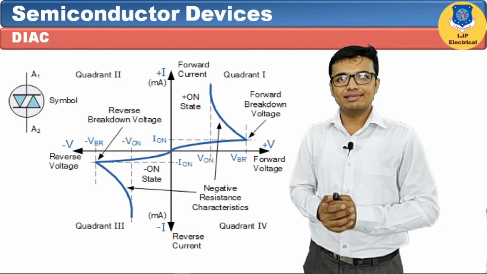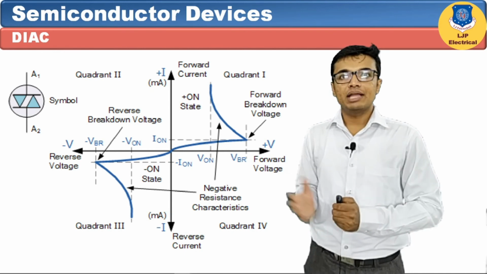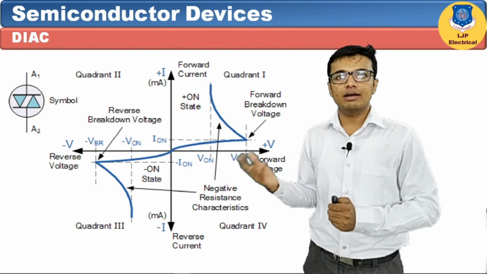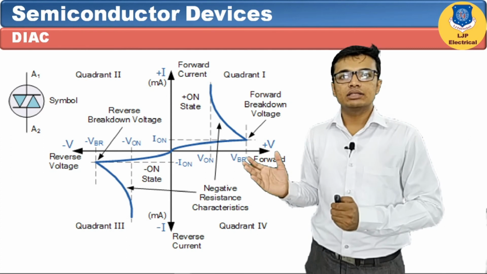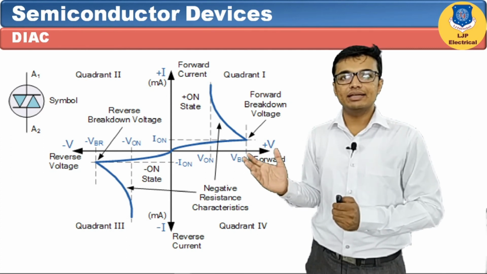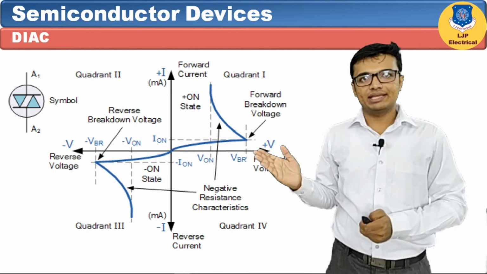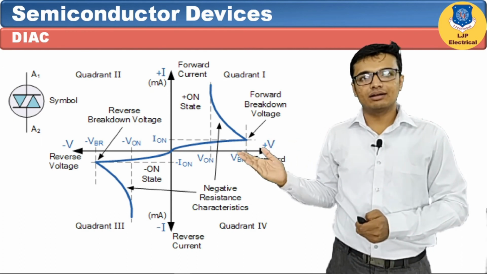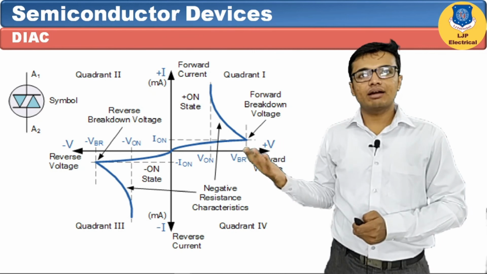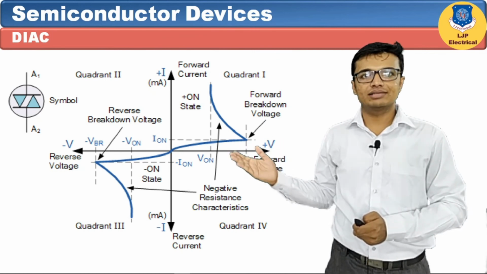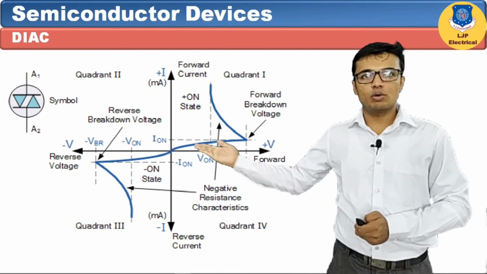As per the characteristics of DIAC, it will operate after the forward breakdown occurs, and that is VBR. The voltage across this DIAC is about 29 to 30 volts. Up to the forward breakdown voltage, DIAC will not conduct current, or it will conduct only a small amount of leakage current, that is ION, that is shown here.